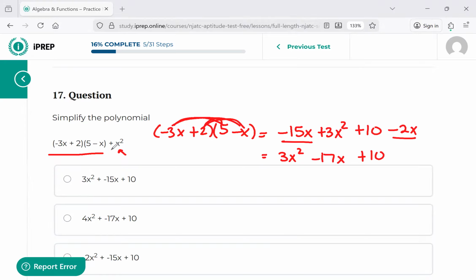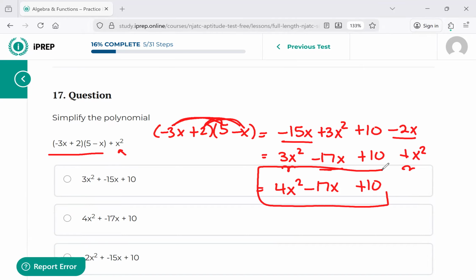Okay. Then bring down this x squared because it's not near, so just bring it down. And it's all about collecting like terms. So you can add 3x squared and then 1x squared. That's going to be 4x squared. Then you have this -17x. You have this plus 10. That's all you can do. So that's it. The answer is letter B.